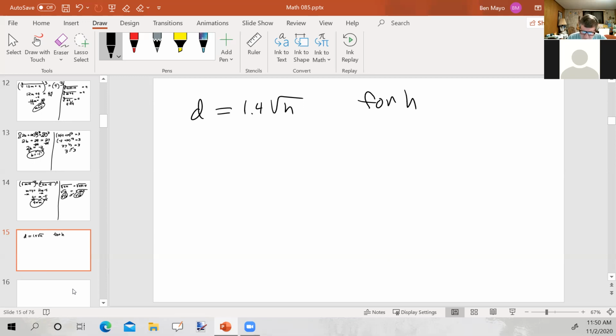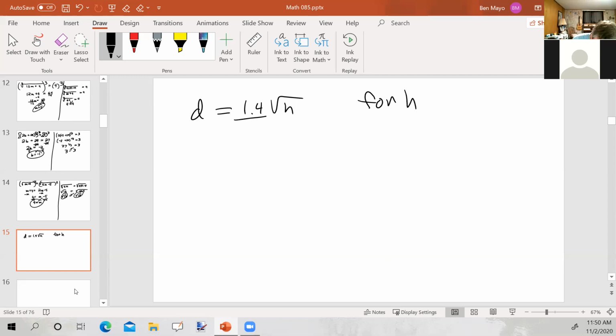But we have a choice here. We can leave the 1.4 where it is and square both sides, or we could divide both sides by 1.4 and then square both sides. Either way, we'll end up with the same result. Is there a particular way you'd like me to do it? You can divide first. All right.